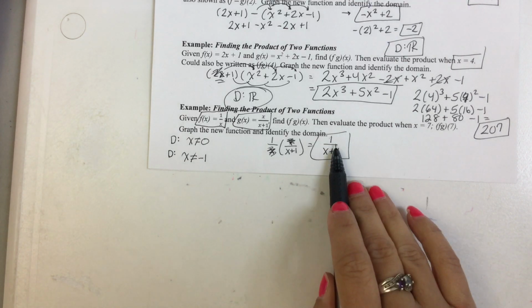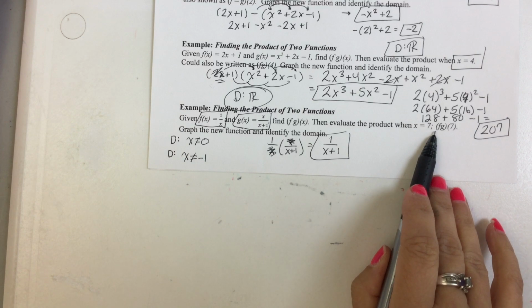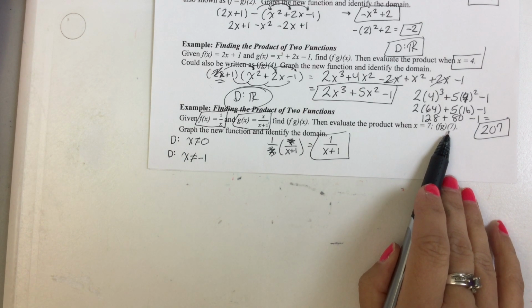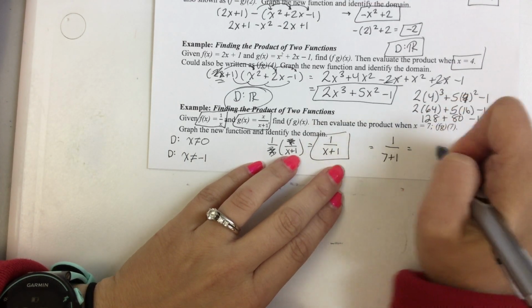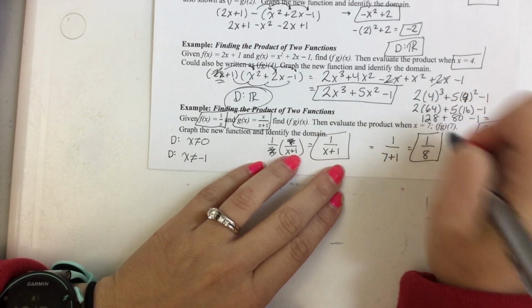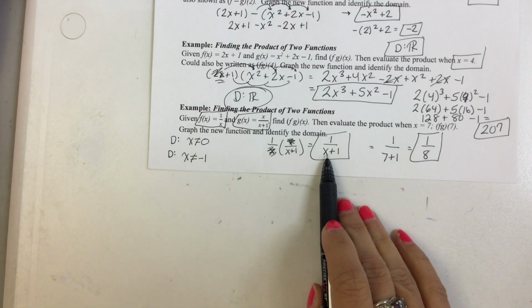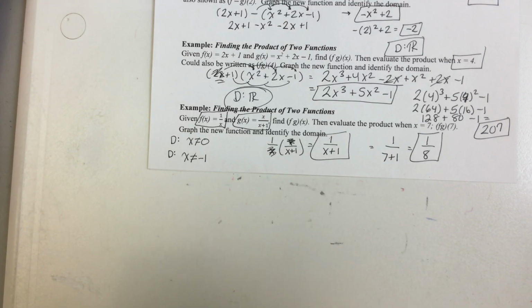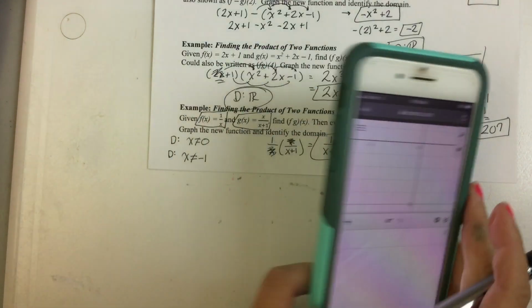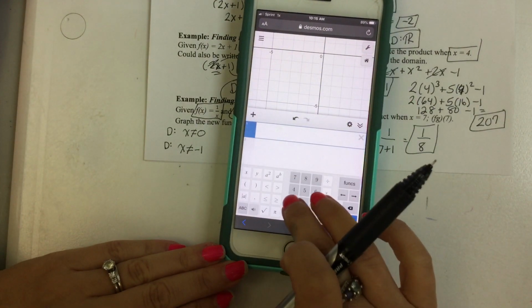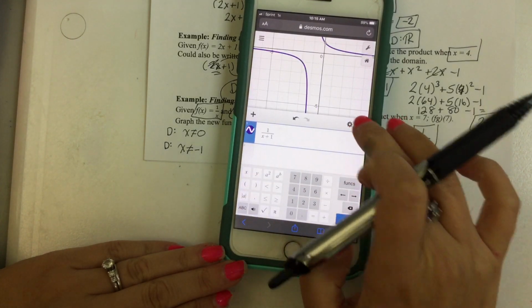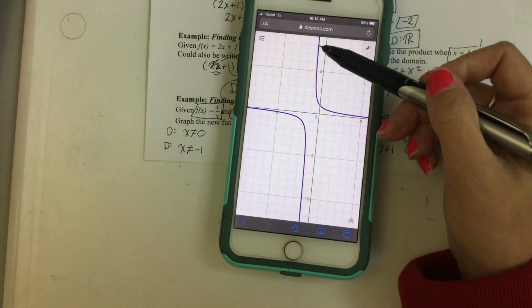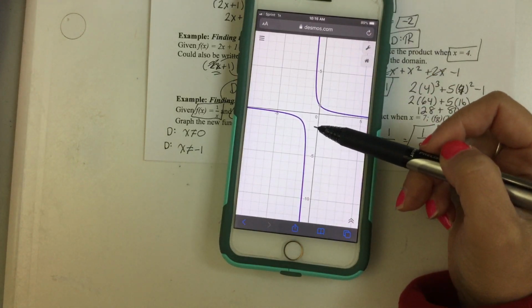Then it said, evaluate it if you have f times g, change the x's to a 7. So 1 over 7 plus 1 is 1 over 8. Then it says graph the new function. And I'm going to show you something here. This is kind of wild, okay? So if I go ahead and graph just the new one, it's 1 divided by x plus 1. So when you look at the new one, yes, I can see that there is that asymptote at negative 1.